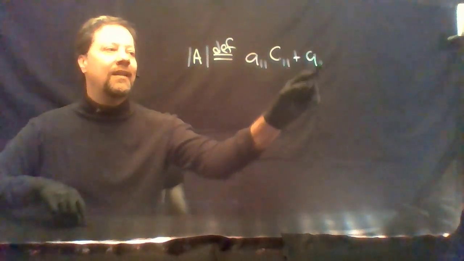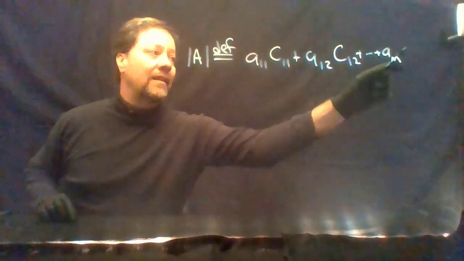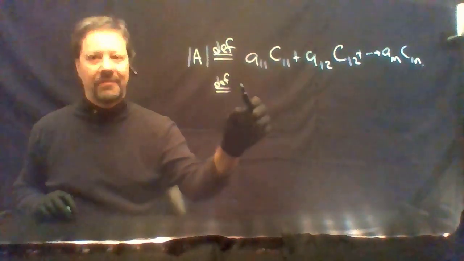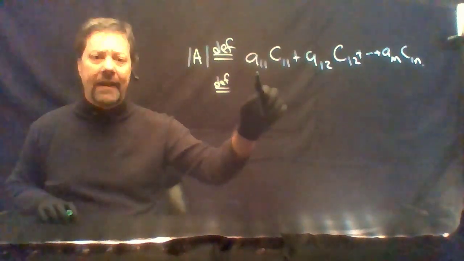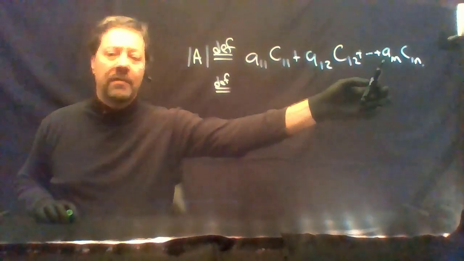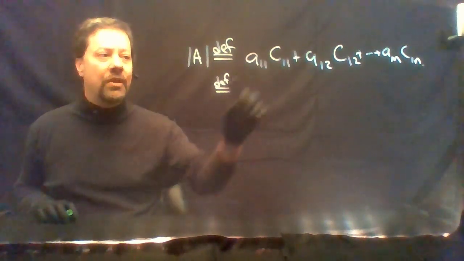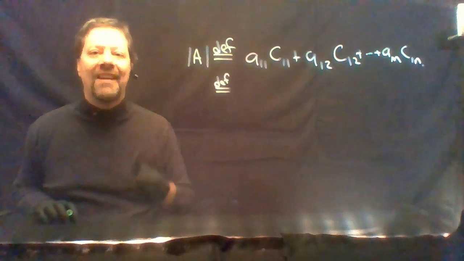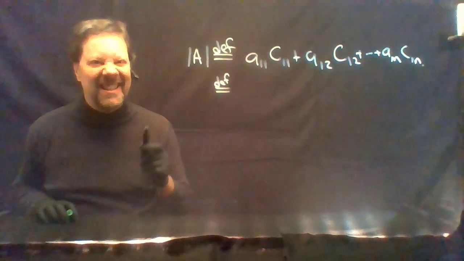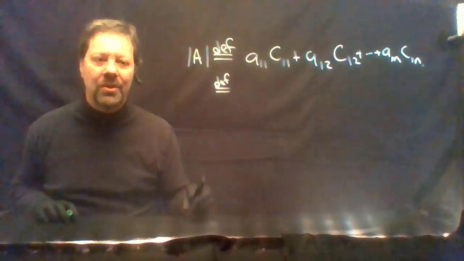A11C11 plus A12C12 all the way down to A1nC1n. This is called, by the way, cofactor expansion around the first row. These coefficients are all entries in the first row of the matrix A. You don't have to do the cofactor expansion around the first row. In fact, you can do the cofactor expansion around any row or any column, and it is a theorem in linear algebra that you will get the same value whichever row or column you choose.